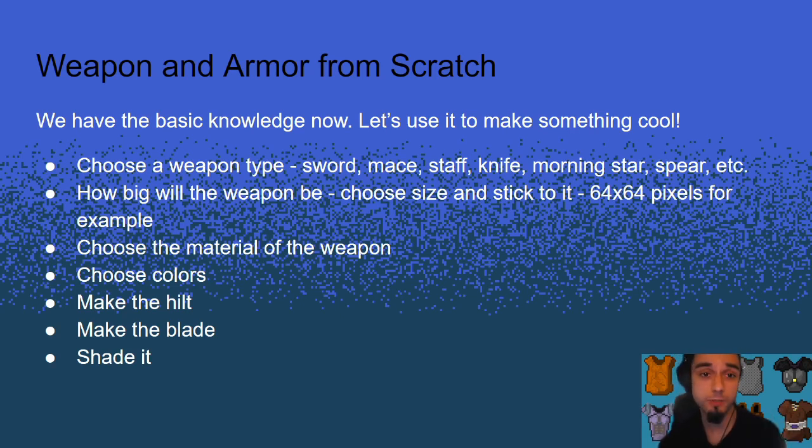And once we choose that, you can go back again to the assets that we've given, where we have from the previous from scratch the different materials. You can use those for inspiration, what kind of material you want the weapon to be. We choose the color, and then you just make the different parts. Maybe it's a sword, maybe it has a hilt, maybe it has a blade. We shade it in the end, make it quite pretty.